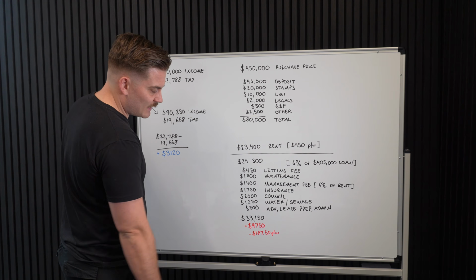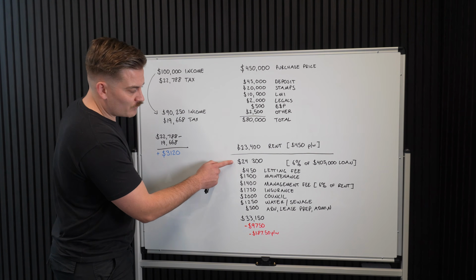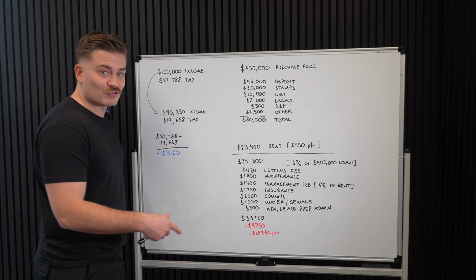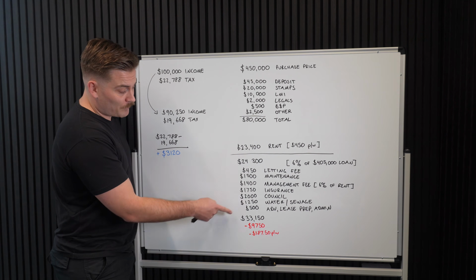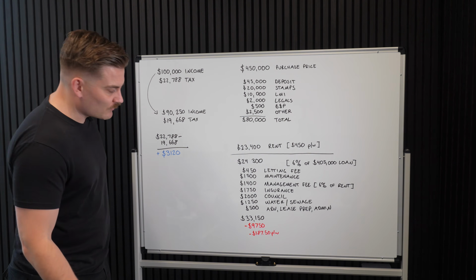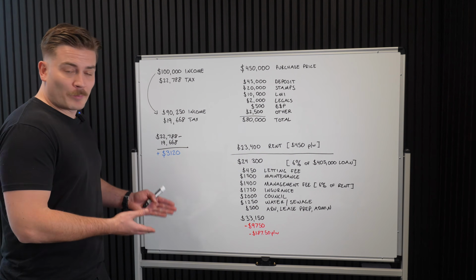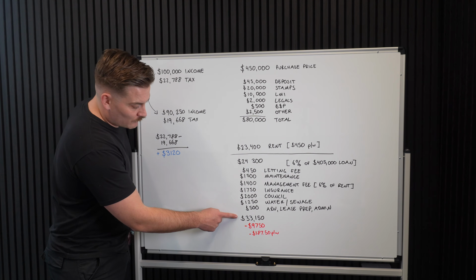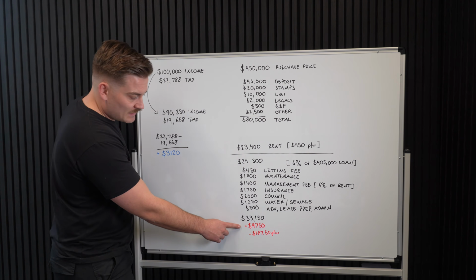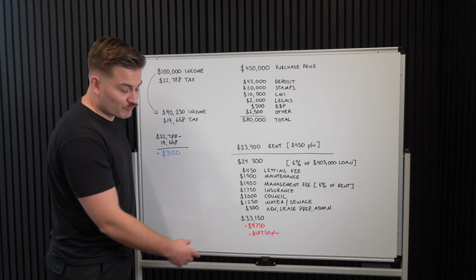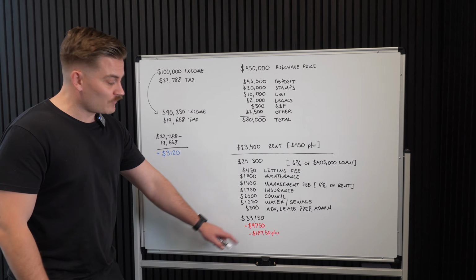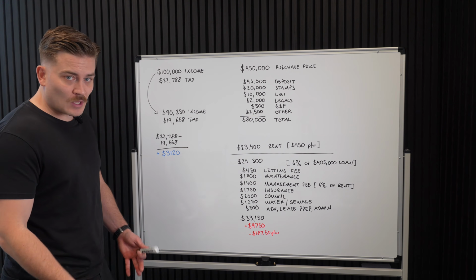In this particular example, my total costs for the year, which is $24,300 plus these costs here, equals $33,150 in costs for a property that is only bringing in $23,400 in rent. So as you can see, this property is negatively geared. Why? Because the costs are more expensive than the rent it's bringing in, which means the property is costing me $9,750 per year, or $187.50 per week to hold that property over the year.